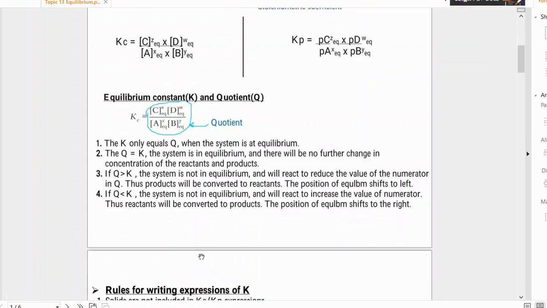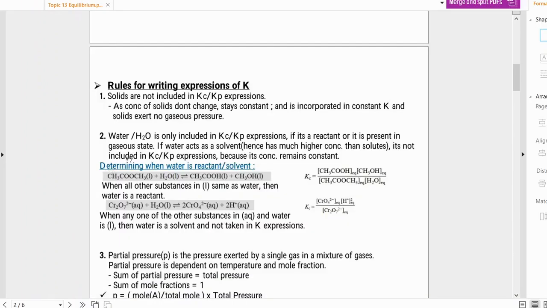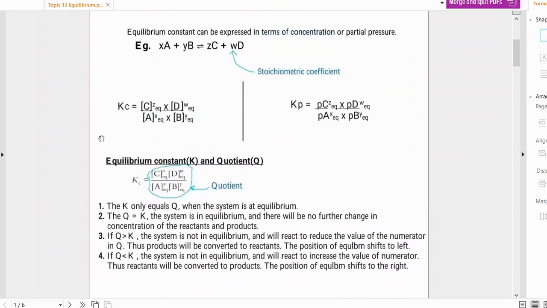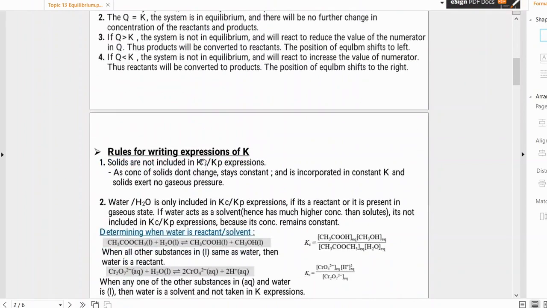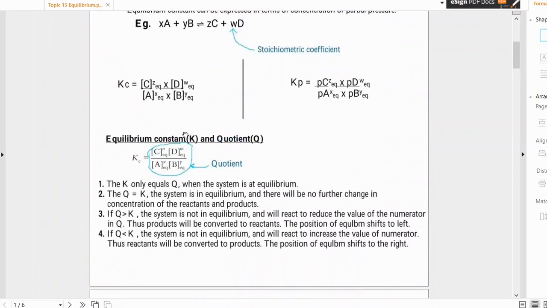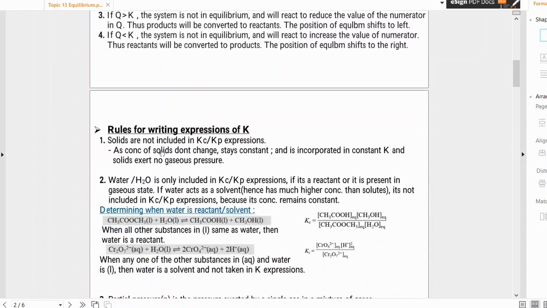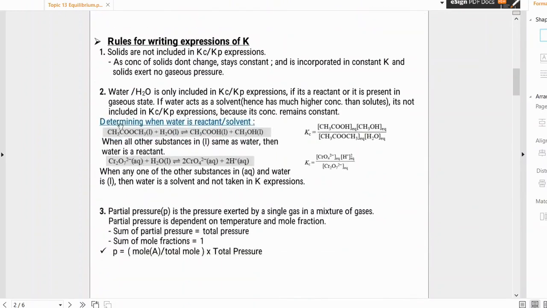Okay, done. So now we are going to look at the rules for writing equilibrium constant expressions. So this was an equilibrium constant expression. This part was the equilibrium constant, and this part was the quotient. So we are now looking at rules for writing these expressions. There are three main rules.